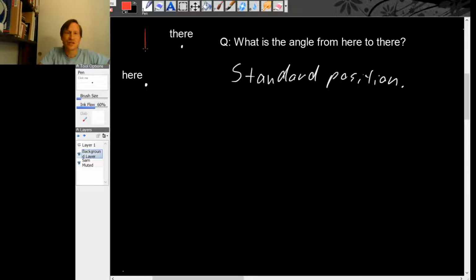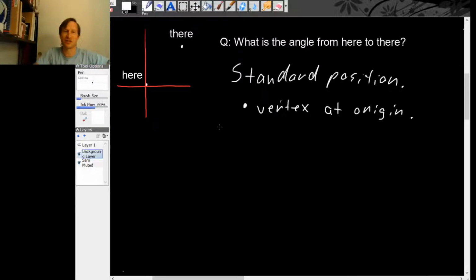So first, draw a set of coordinate axes. And when you draw your coordinate axes, the vertex of the angle, that is the point of the angle, must be at the origin. So that's the first part of standard position. So notice I've put the origin. So we're going to have to draw an angle so that the origin of this coordinate system is the point of the angle, the vertex of the angle.